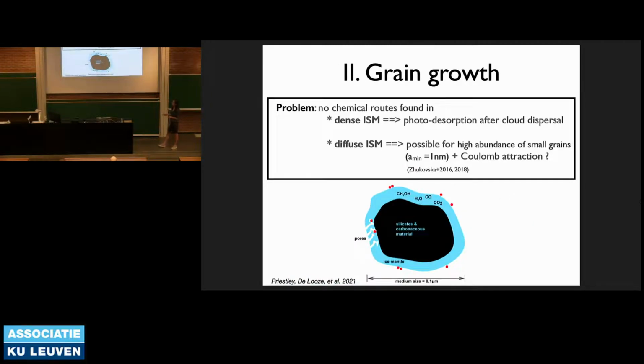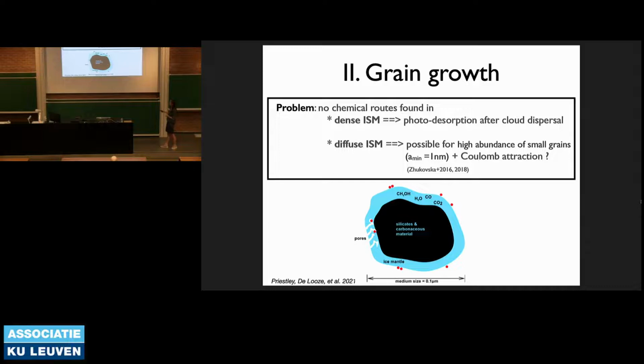So the problem there is that currently people assume it to account for 90% of all the dust, but actually we don't know whether grain growth can take place. We haven't found any chemical formation routes. For instance, we know in the dense ISM, the problem is that once you reach a certain depth, you'll get the formation of ice mantles, and everything that accretes onto these ice mantles will be photodesorbed after cloud dispersal, so after the first stellar feedback processes or supernova going off, and then you'll have UV radiation, and so everything will be lost that has grown in that period of time in dense clouds.